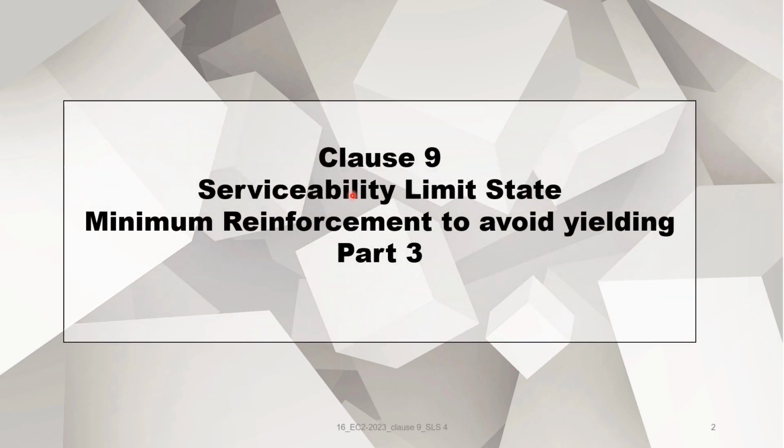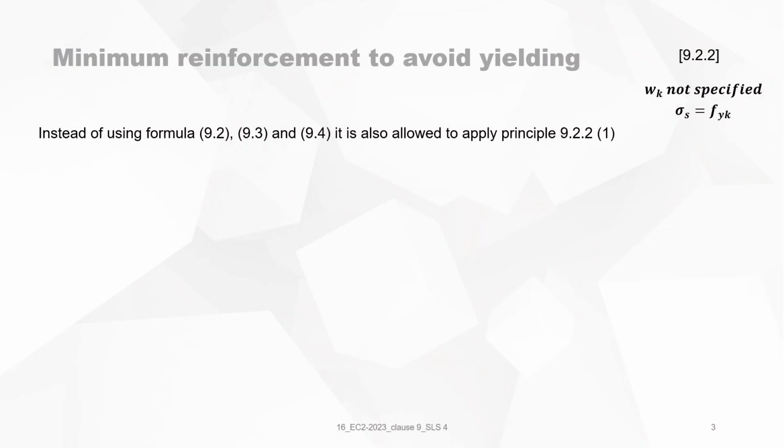It is about clause 9, and it deals with serviceability limit state, about the minimum reinforcement to avoid yielding, part 3. In chapter 9.22, the minimum reinforcement to avoid yielding is valid for the crack width when the crack width is not specified and the steel stress is equal to the yield stress of the reinforcement.